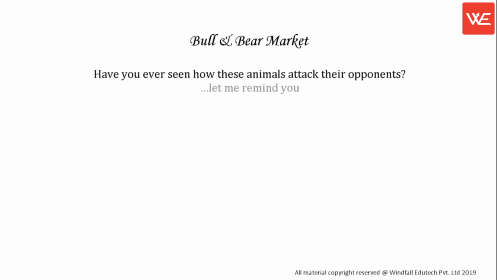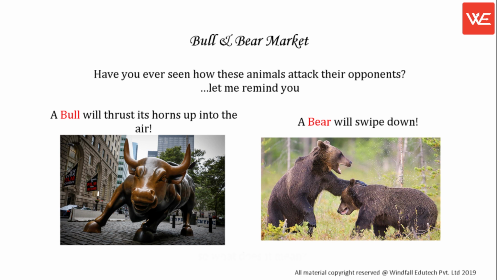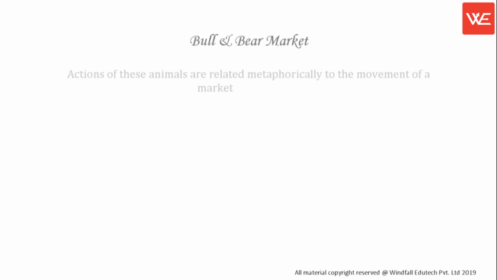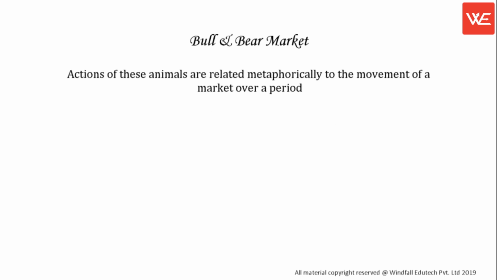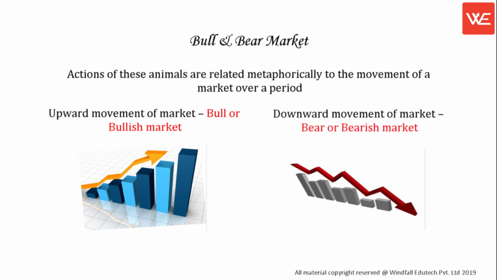Have you ever seen how these animals attack their opponents? Let me remind you. A bull will thrust its horns up into the air. A bear will swipe down. So what does it mean? Actions of these animals are related metaphorically to the movement of a market over a period. Upward movement of market, bull or bullish market. Downward movement of market, bear or bearish market.